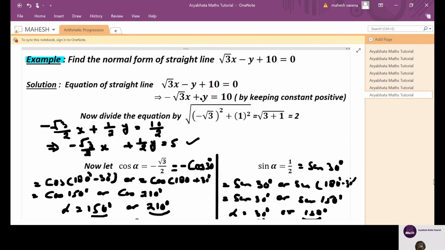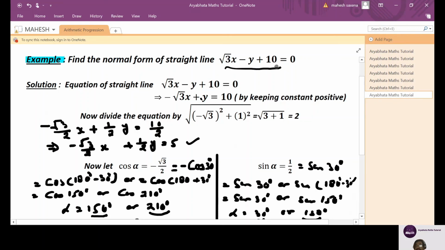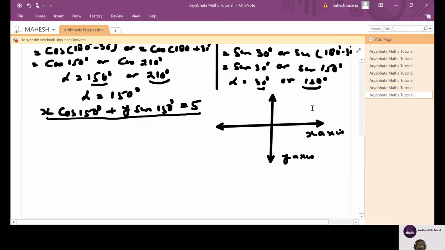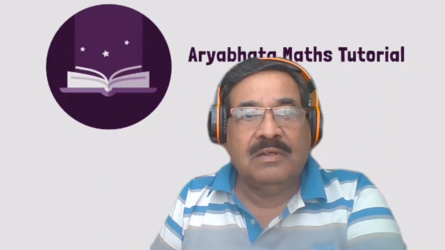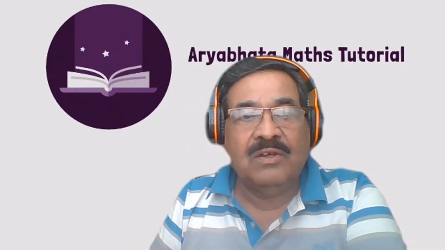Therefore, the equation root 3x minus y plus 10 can be represented as this line AB, and the perpendicular from the origin to this line is making an angle of 150 degree anti-clockwise, and the length of this perpendicular is 5. It is all for today.